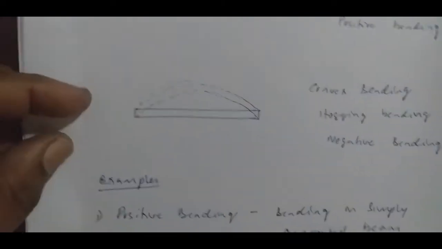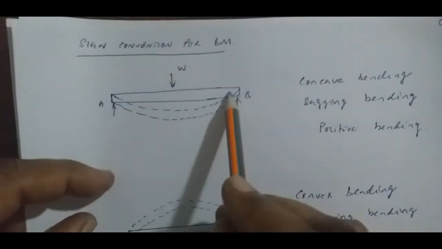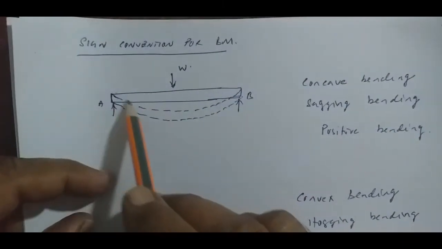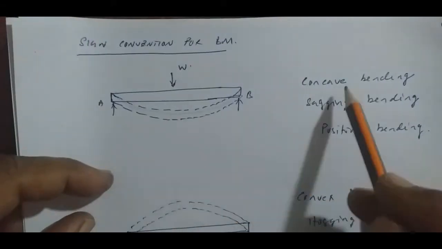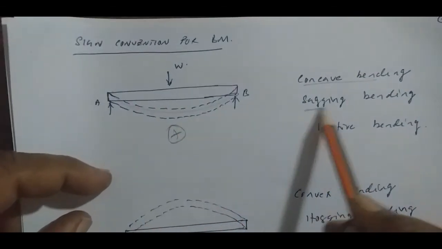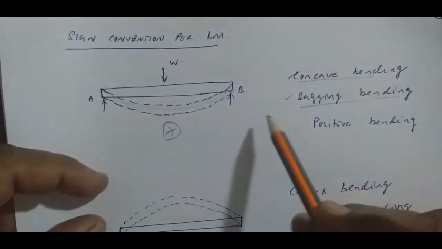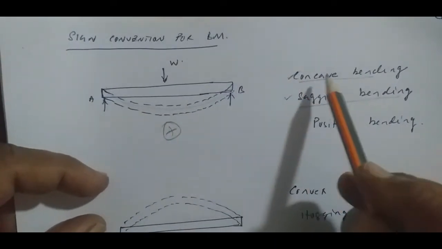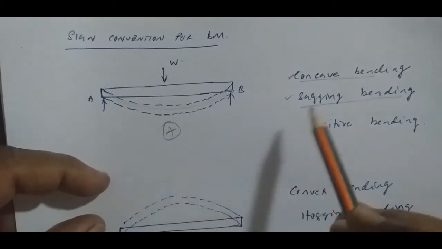Now what is the sign convention for the bending moment? When you apply load to a simply supported beam, the beam bends in this way: a concave bending. This is called positive, and it is otherwise called sagging moment. So if the loading gives concave bending, the bending moment due to that load will be positive in nature, and it is otherwise called sagging bending moment.